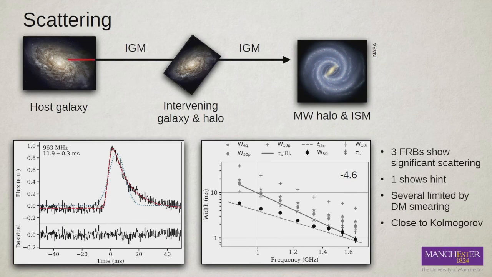Out of these 11 FRBs, 3 show significant scattering, 1 shows a slight hint, and several others are limited by dispersion measure smearing. And for those that show significant scattering, those are consistent with being Kolmogorov, which is different from what we know from pulsars, from galactic pulsars.